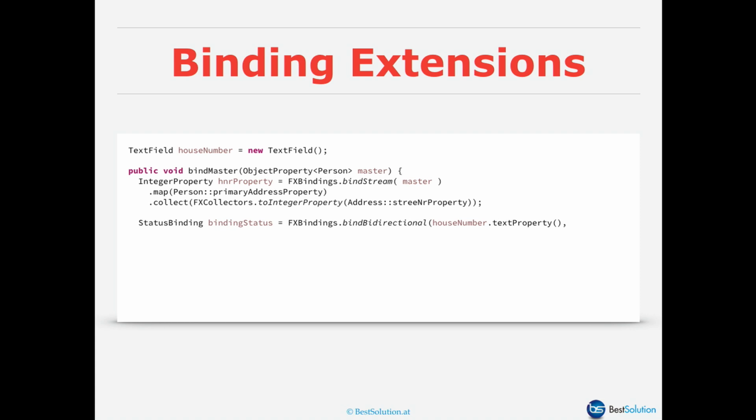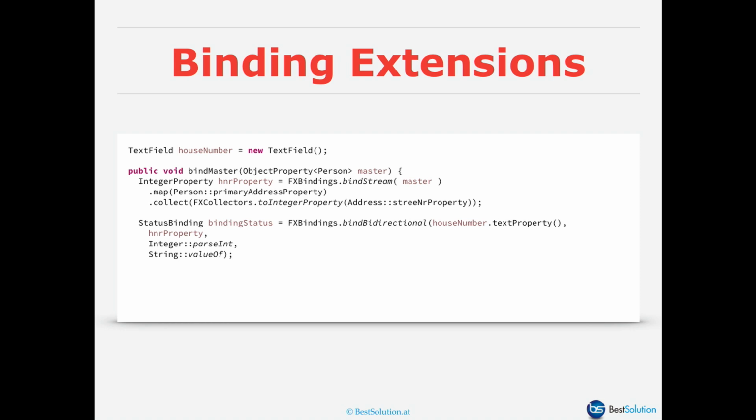So we have a bind bidirectional. We give it our house number property, which is a text property, it's the target. Then we provide the domain property, and then we provide the conversion going from text to integer and going from integer to text. Good. Besides that, we return a binding object because there can be errors.